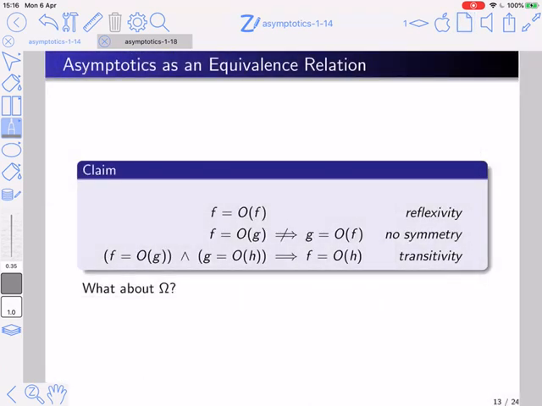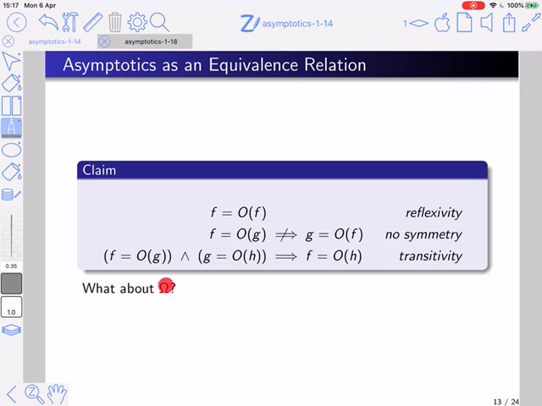Let's try to understand whether big O is an equivalence relation. So clearly, f is big O of f. I will show you that if f is big O of g, it does not imply that g is big O of f, so we do not have symmetry. But we do have transitivity, namely, if f is big O of g and g is big O of h, then f is big O of h.